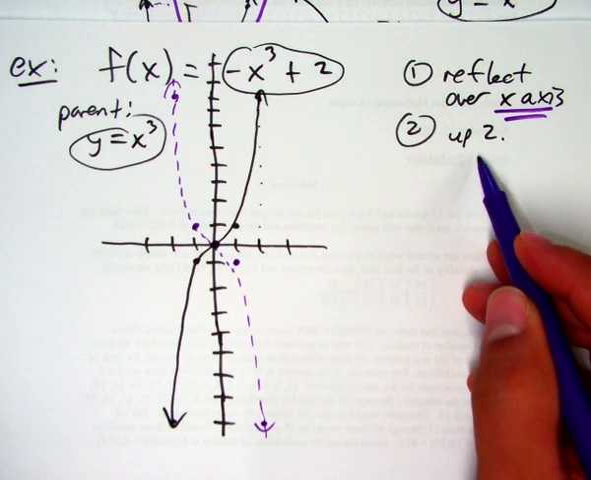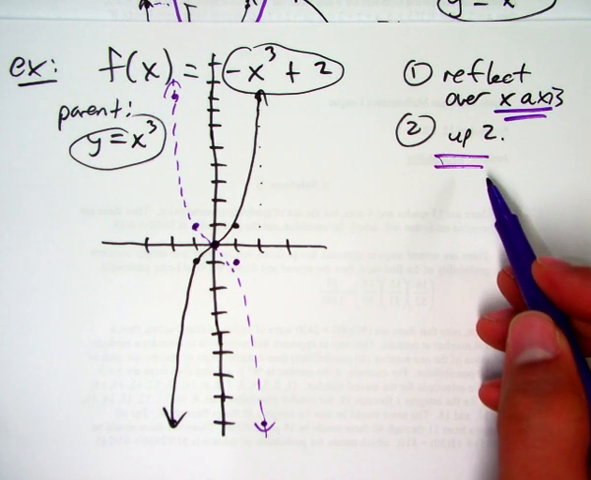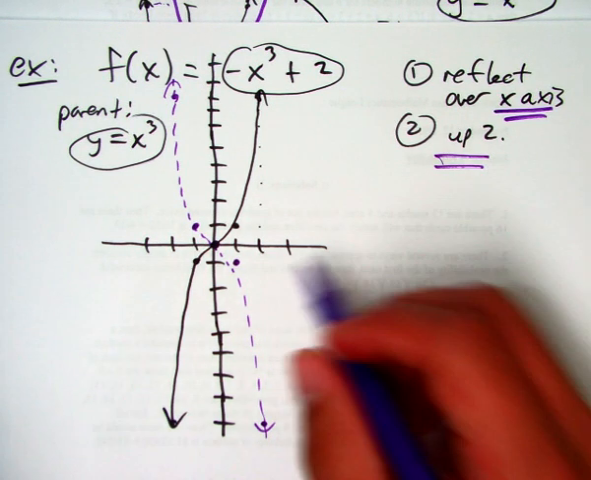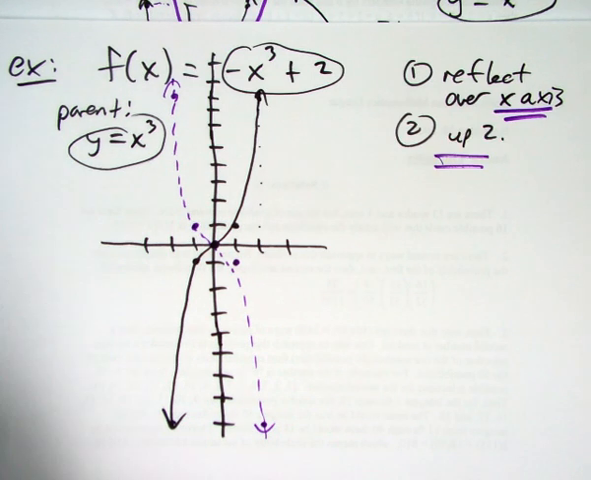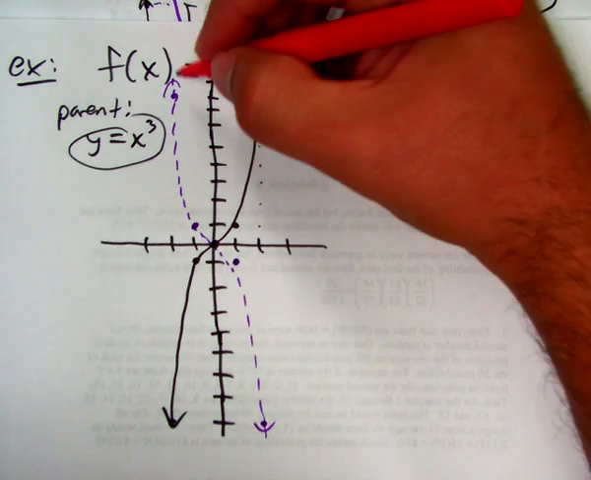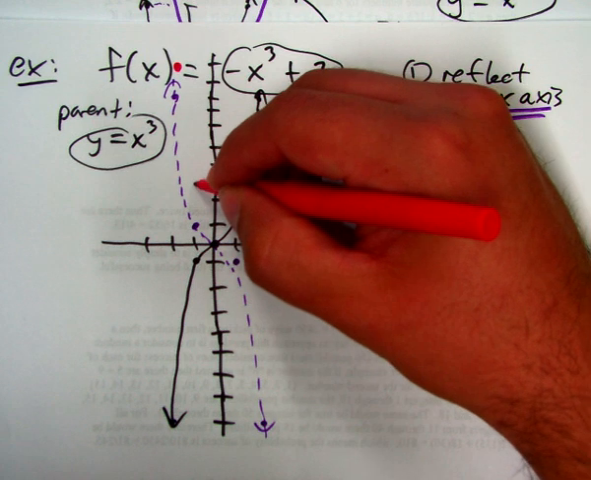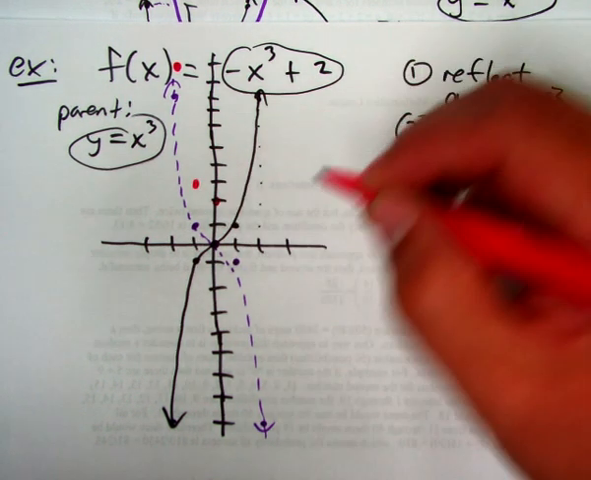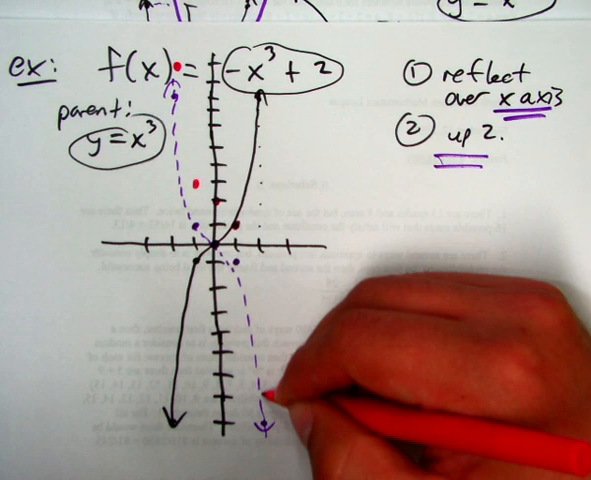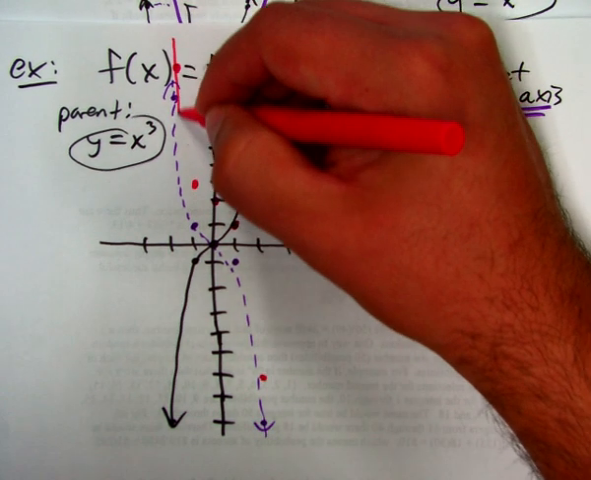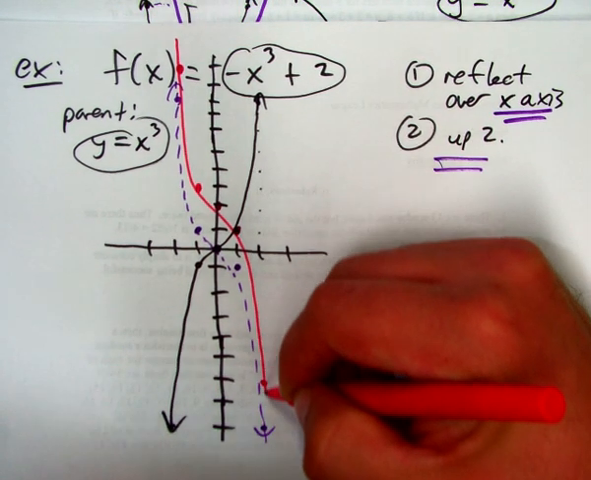My last step is to go up 2. So if I go up 2, now I just move every point up 2 units. So I'll do my final graph in red. Every point goes up 2, so this is here. This goes up 2, this goes up 2, this goes up 2, and this goes up 2. So now your final graph looks something like that.